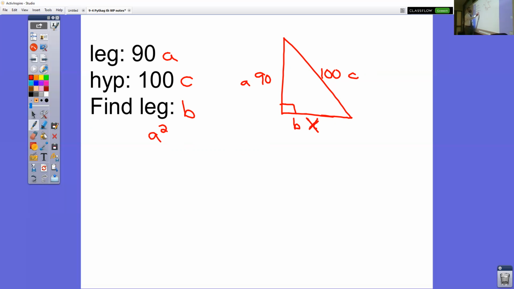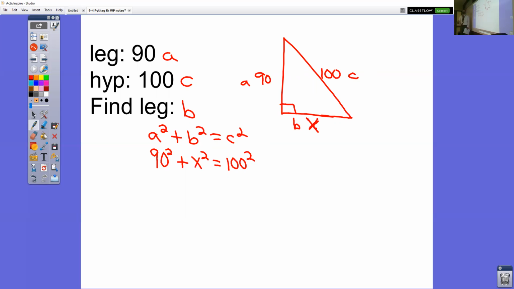We're going to take and sub it into the formula. A squared plus B squared equals C squared. Sub in what we know. Instead of A squared, we have 90 squared. Instead of B squared, that's what we're looking for. So that's going to be X squared. And instead of C squared, you're going to have 100 squared.